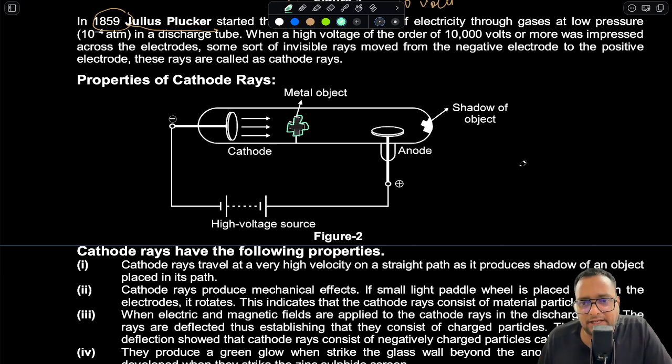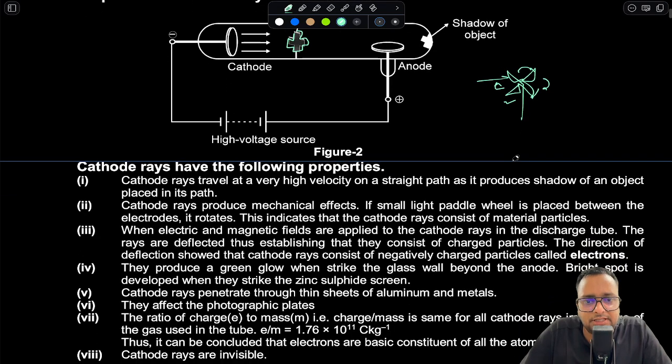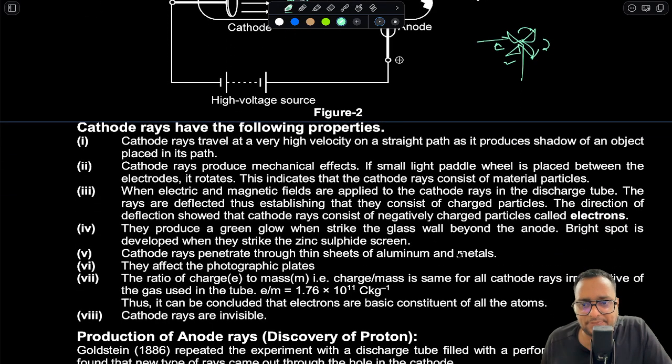If we place a paddle on its path, the paddle starts rotating. That means it is made up of material particles. When electric and magnetic fields are both applied, it deviates from its path. That means it has some charge. A glow appears when it falls on a zinc sulfide screen, and it affects the photographic plate.